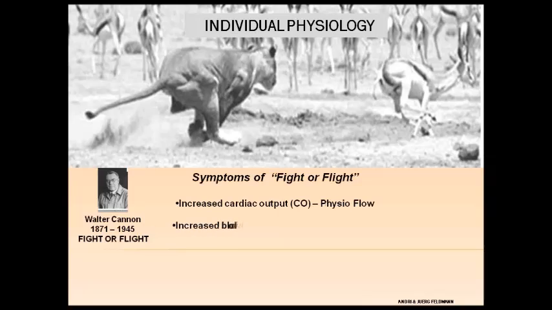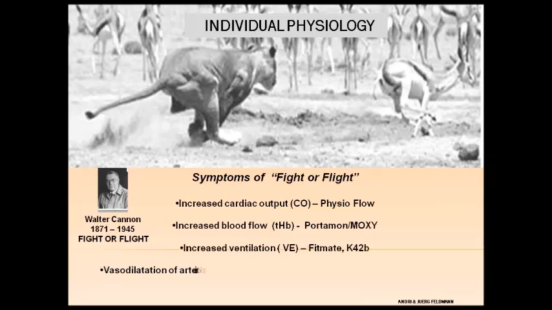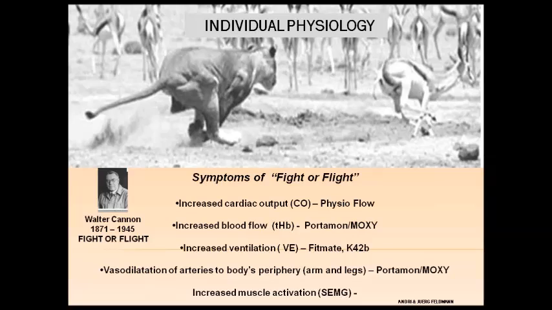You will create an increase in cardiac output. You will create an increase, therefore, in blood flow. You create an increase in ventilation over your respiratory system. You will create a whole bunch of vasodilatations in your body to move blood to the area where it's needed, and you will increase your muscle activity. These are his five very basic reactions of fight or flight.